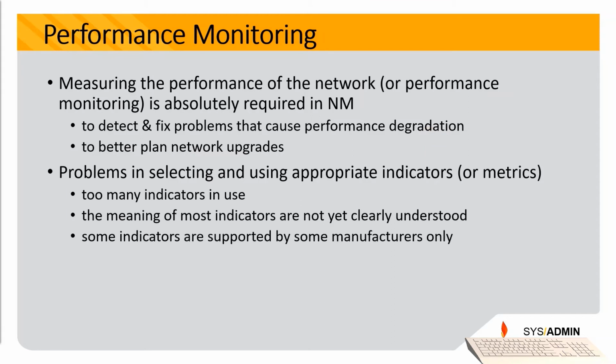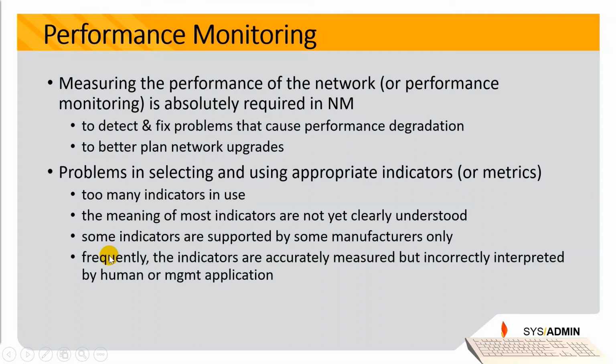All right. Next, some indicators are supported by some manufacturers only. So why are there too many indicators in use? Because of this third bullet. If I am using Apple, then I'll be using monitoring applications for Apple. If I'm using Linux, I'll be using monitoring applications for Linux. So that would lead to many indicators in use. Next, frequently the indicators are accurately measured but incorrectly interpreted by humans or the management application. That's a problem here. We've gathered the data accurately and correctly, but when we interpret it, problems arise. So we've got an incorrect interpretation of the results.